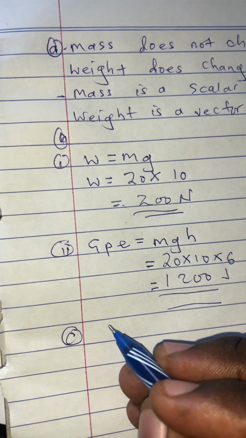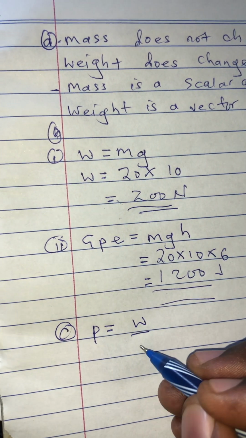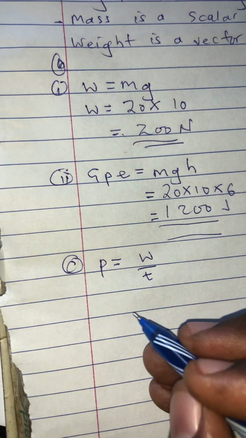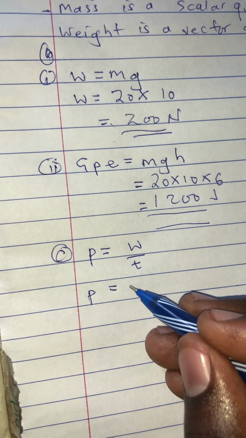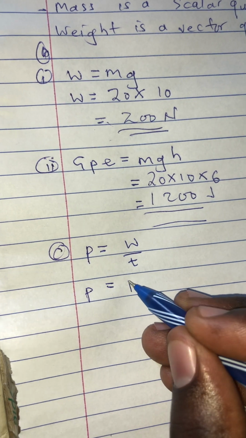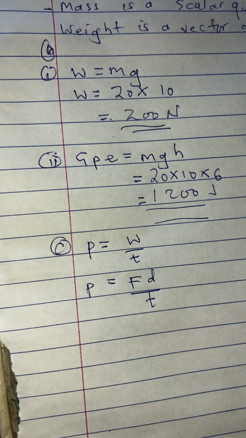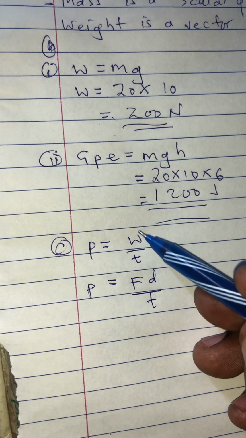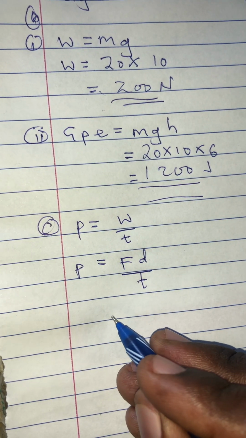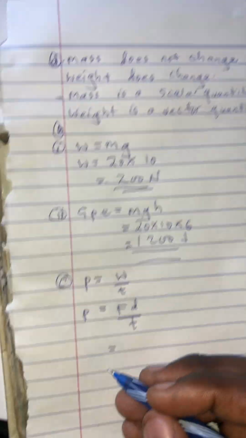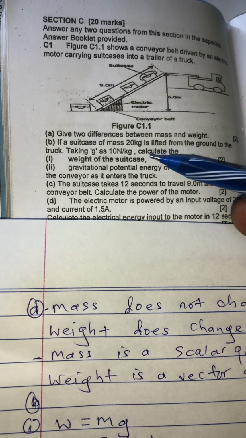What do we know about power? We know that power is equal to work done over time taken. Do we have work? No. So we're going to say this can also be written as, we know that work is FD, over T. Okay, so I've just replaced work with FD because work is equal to FD. So let's move on. Do we have the F? Yes, that is the weight that we calculated here. Calculate the weight of the suitcase.